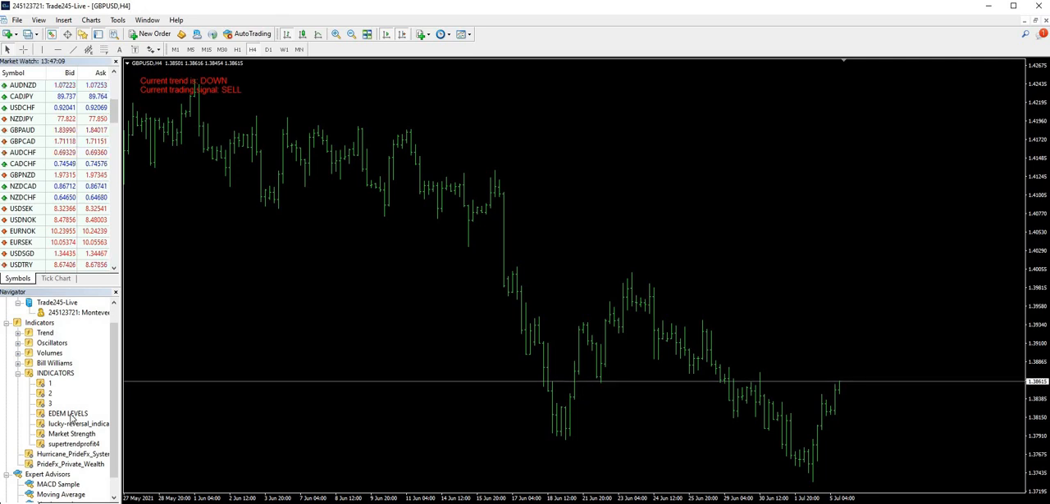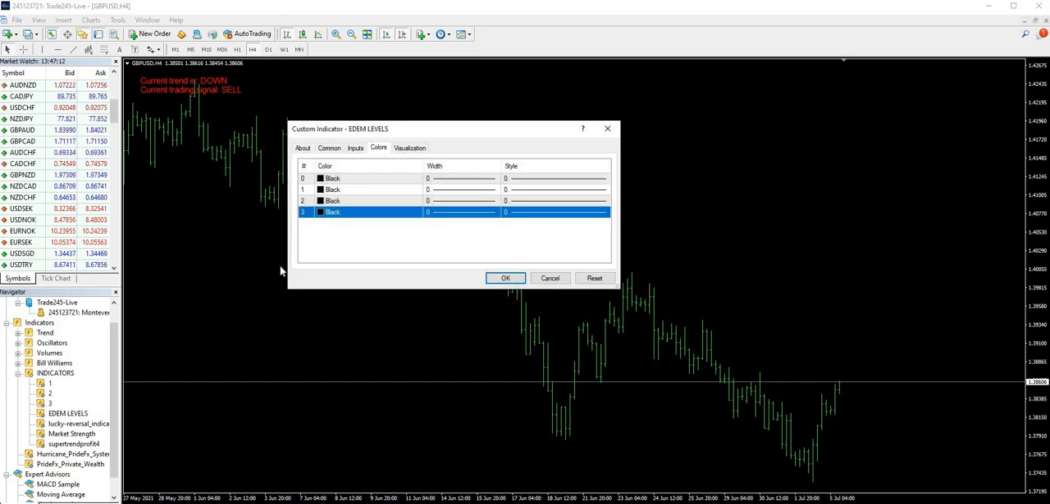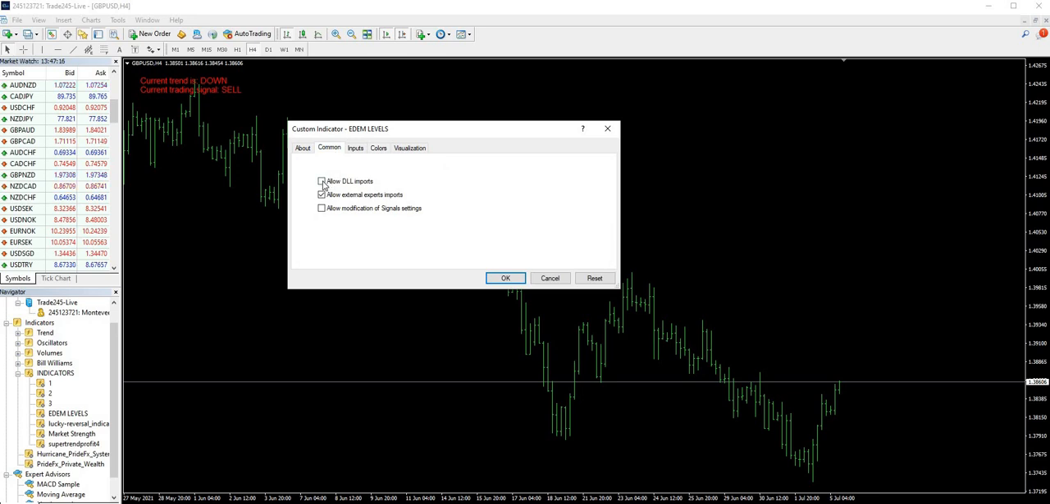Okay, so what we only need is the heart of the strategy, and that's called the item levels. So what you're going to do is go to common, as most of you know, and we allow DRL imports and we allow modification of signal settings. I have explained this in previous videos. If you want to know what that means, just go into our previous videos and you will see exactly what I'm speaking about when I say we're allowing this use on our computer or on our chart so that it can do what it needs to do.